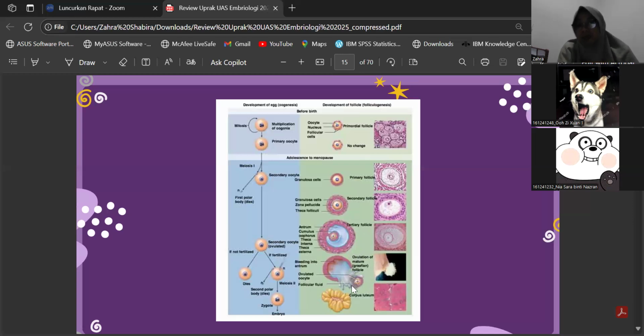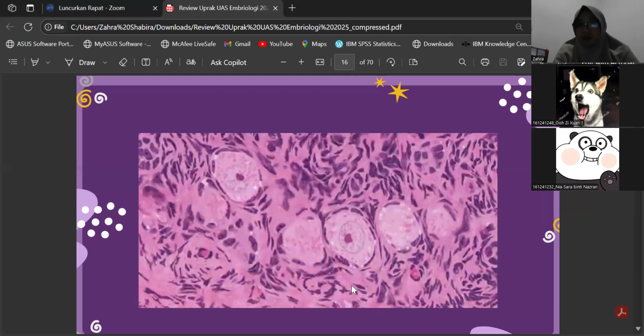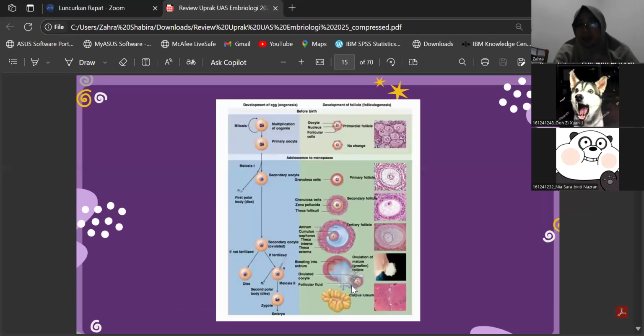Ready for ovulation. Now, after ovulation, where the oocyte and corona radiata are already inside the uterus, the other layers inside the ovarium, theca interna and externa, become what we call corpus luteum. The corpus luteum produces progesterone, while most of the follicle growth happens with the help of estrogen hormone.